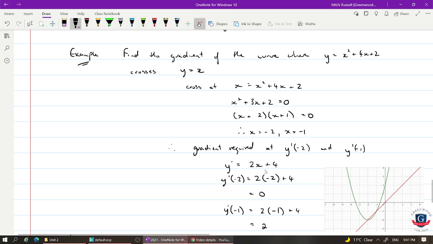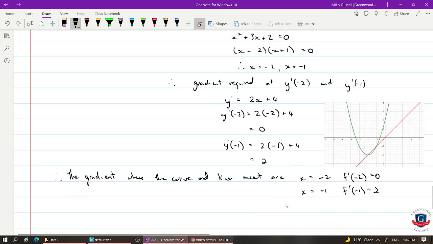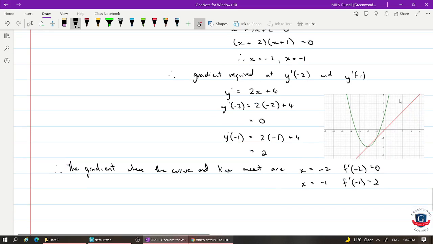So we have 2x plus 4, substitute in negative 2, we get 0, which is consistent with the graph. Sub in negative 1, we get 2, that's a positive gradient, consistent with the graph. So then we make a statement: the gradient where the curve and line meet, at x equals negative 2, the gradient is 0, and at x equals negative 1, the gradient is 2.